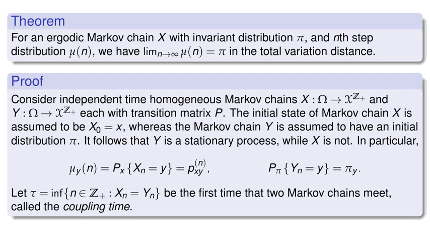In particular, μ_y(n), which is the probability starting at P_x, that Xₙ = y, is p_xy^n. And the probability under P_π that Yₙ = y is simply π_y. Now let τ be the infimum of the set of non-negative integers n where Xₙ = Yₙ. This τ is the first time the two Markov chains meet, and it's known as the coupling time.